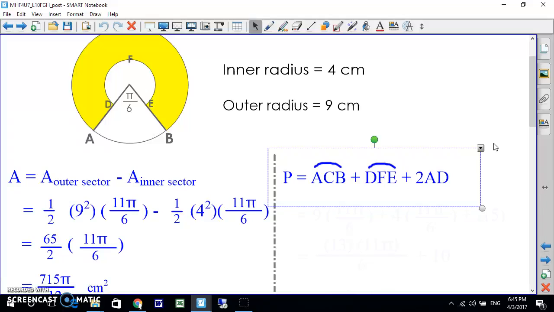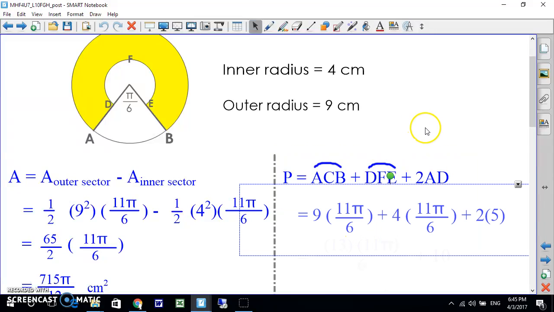So to calculate the perimeter or arc length, we're going to use radius times angle. So for arc ACB, radius is 9, the angle is 11 pi over 6. Arc DFE, radius is 4, angle is 11 pi over 6, plus 2 times 5, because that's the difference of 9 minus 4, the outer radius minus the inner radius.